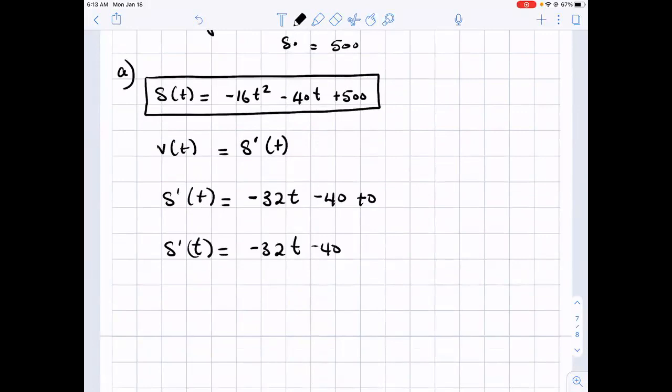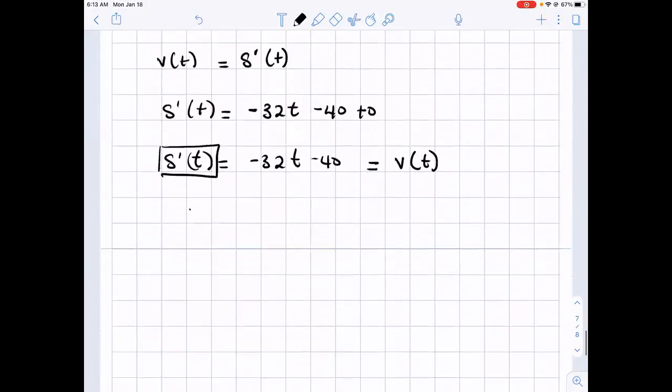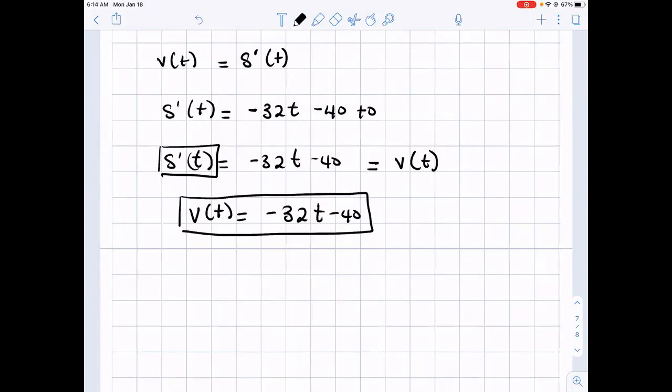Now you have the first derivative of the position function, which is the same as the velocity function. So V of t is equal to minus 32t minus 40, and now you have your velocity function. If they had asked for the acceleration, you would take the derivative of the velocity, or the second derivative of the position function. But you're asked for the velocity, so that's your function.